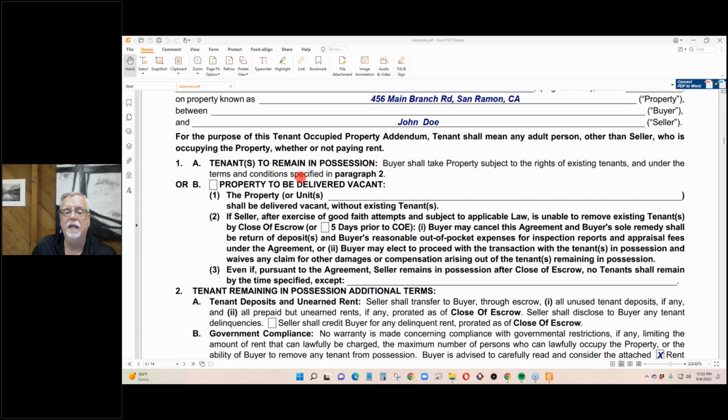So 1A says tenants to remain in possession. That's the default setting. Buyer shall take property subject to the rights of the existing tenants and under the terms and conditions specified in paragraph 2. What's the question? Is it best for the owner and the listing agent to make arrangements for the tenant to vacate the property before listing the property for sale? Yes. It is much better to get the tenant out.